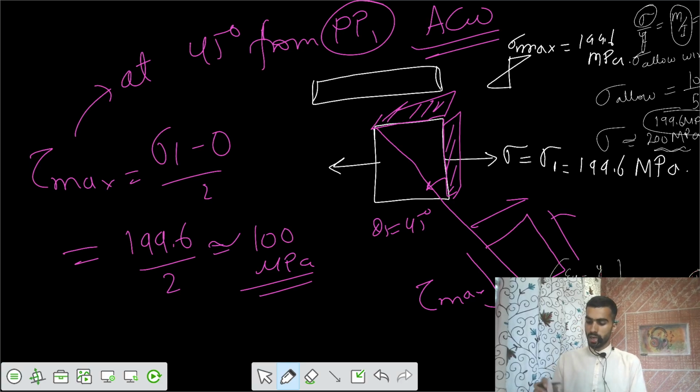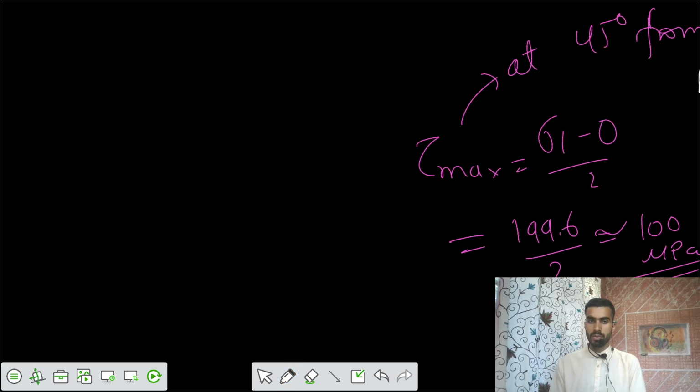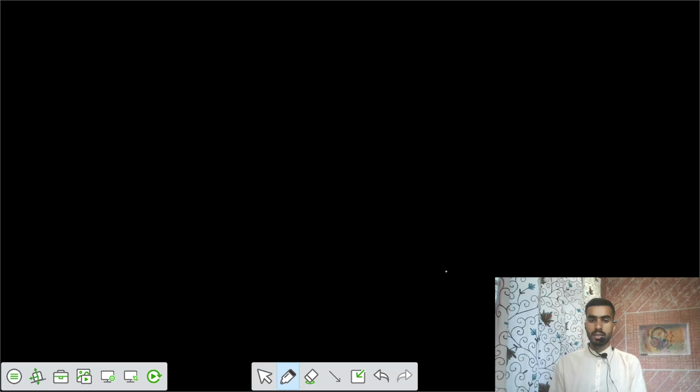So this was the end of the problems. One thing is the final concept of that bending stress, that we call the shaded section.